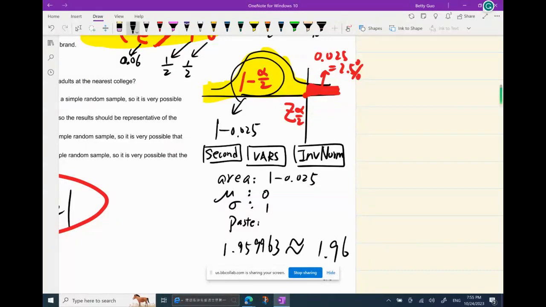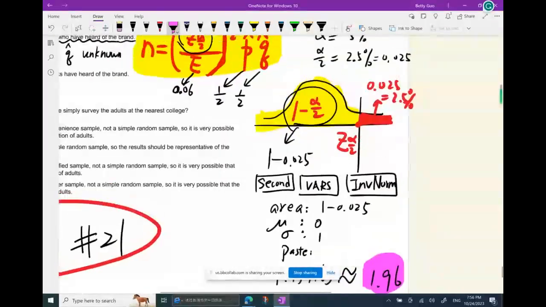1.96 is actually a very commonly used critical value. The reason is that 95% is the most commonly used confidence level. So when the confidence level is 95%, I actually know this value because we use 95% as the confidence level so many times. Eventually you will have a very strong impression of this critical value. That's the critical value corresponding to a confidence level of 95%. All right, so that's the 1.96 critical value.